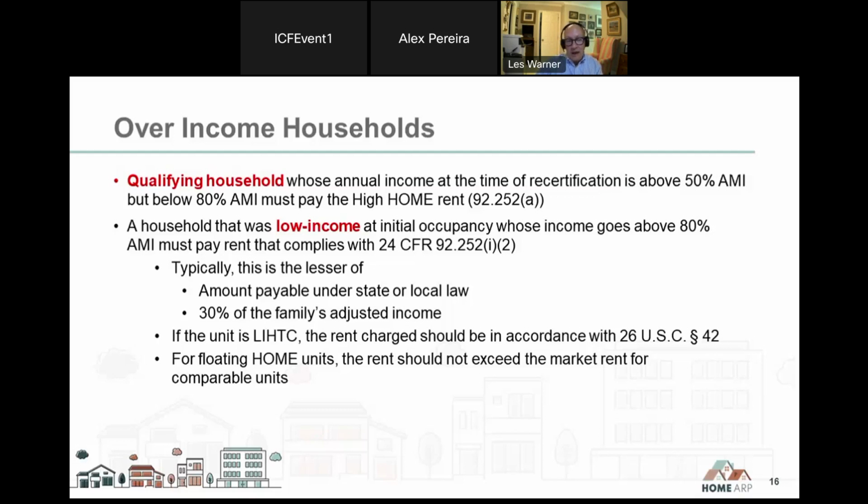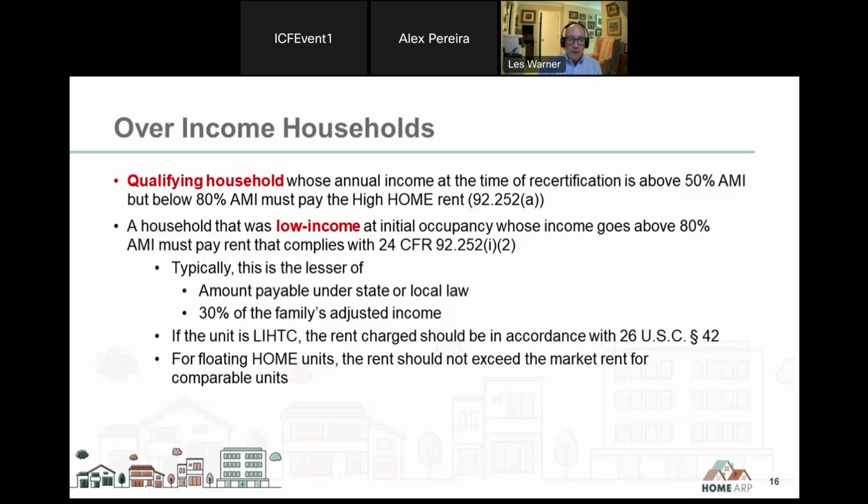In the case where we have our HOME-ARP units that are in combination with low-income housing tax credit units, LIHTC units as they're often called, the rent that's going to be charged is going to be in accordance with the LIHTC rules. The LIHTC rules don't actually make a change until their income goes higher. So just know that if you have HOME-ARP units in combination, where that unit itself has also been designated as a LIHTC unit, we're going to defer to the LIHTC requirements about when we make adjustments on rent.